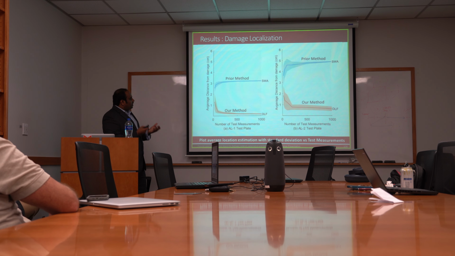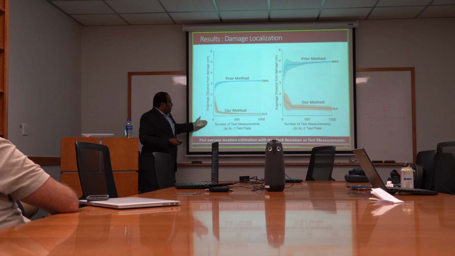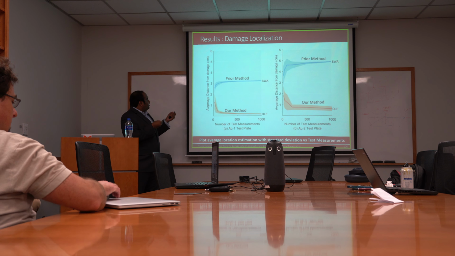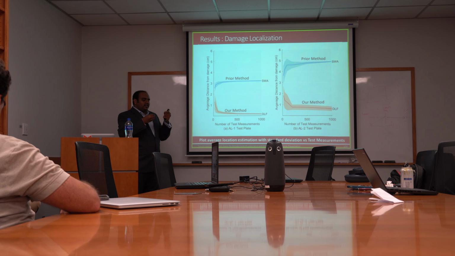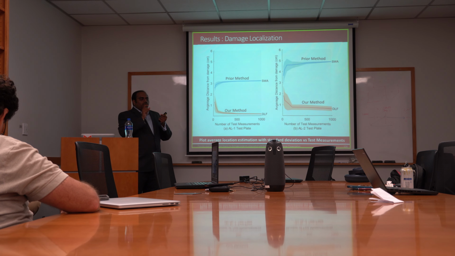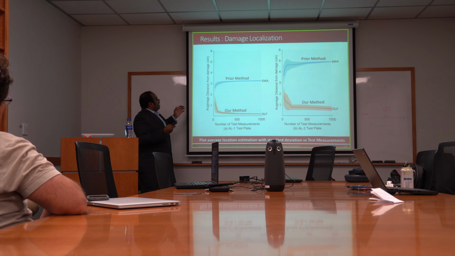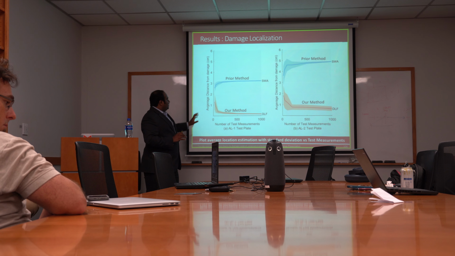What we did next is we varied the number of test measurements, and then we calculated the average distance from the damage. The average distance from the damage is the distance from the highest pixel value to the center of the mass. We do that with the prior method and our method. And there are some interesting things that happen here.